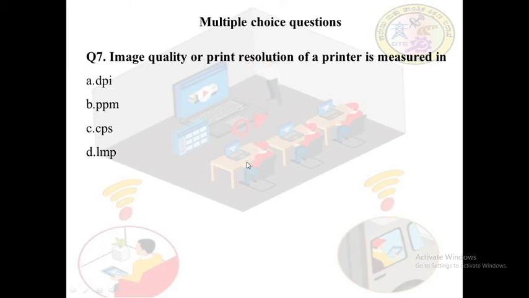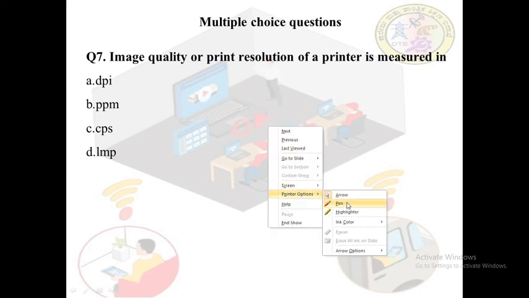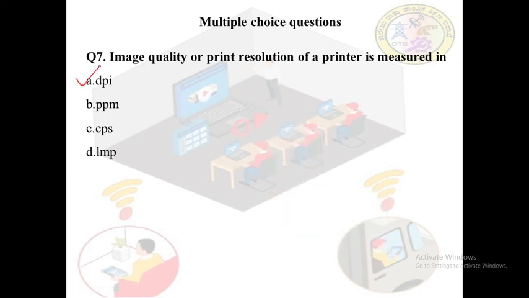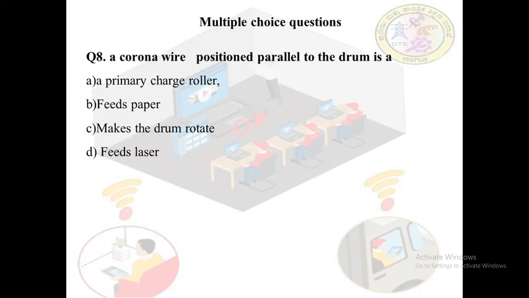Seventh question. Image quality or print resolution of a printer is measured in. The image quality or print resolution is measured with option A, it is dots per inch, DPI. So this is papers per minute. It is no way connected with image quality. Therefore, option A, DPI, dots per inch, is connected with the resolution of the printer. More the DPI, more is the quality of the print.